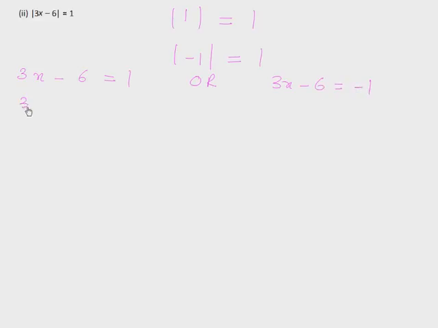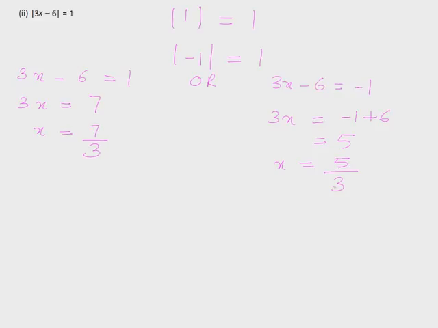Let's solve both. 3x should equal 7. I first isolate the term in x by adding 6 to both sides. Then I divide, so I get x is 7 by 3. On this side, I again isolate the term in x by adding 6. So I get minus 1 plus 6, that's 5. So x is 5 by 3. So the two solutions are 7 by 3 and 5 by 3.